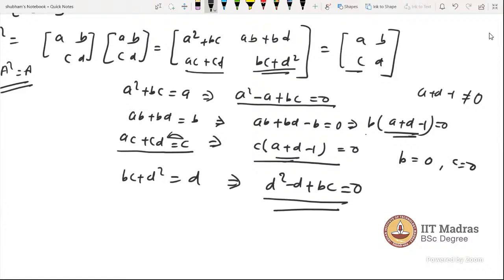So that means if we apply these conditions, then the entries B, C will be 0. We can put 0, 0 here. Now the condition obtained after applying it: A plus D minus 1 is not equal to 0, B and C you can take both as 0, or A plus D minus 1 equal to 0.